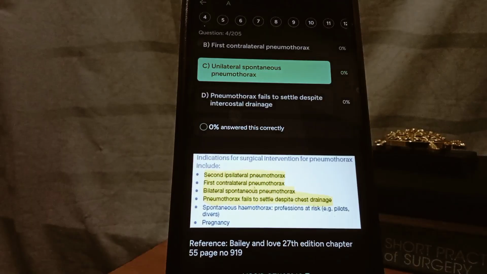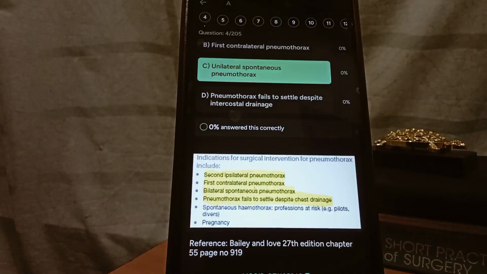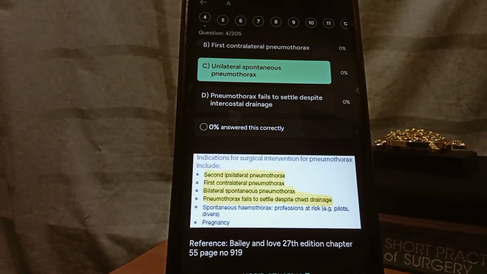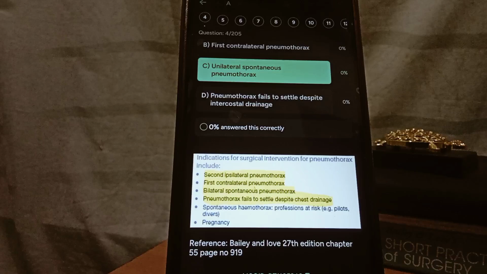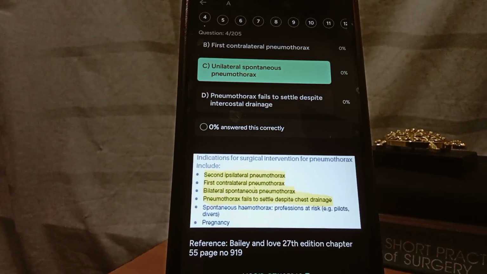So the indications for surgical intervention for pneumothorax include second ipsilateral pneumothorax, first contralateral pneumothorax, bilateral spontaneous pneumothorax, pneumothorax failed to settle despite chest drainage, spontaneous pneumothorax, and pregnancy. Second ipsilateral pneumothorax is after the first pneumothorax, a second on the same side. First contralateral pneumothorax is another pneumothorax on the opposite side. Then bilateral spontaneous pneumothorax.